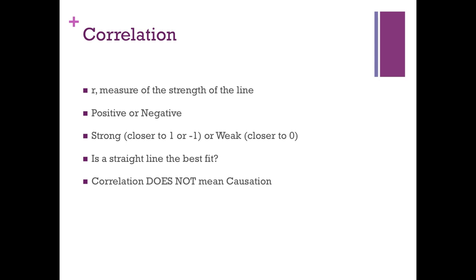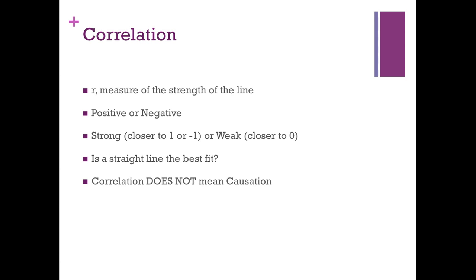So we quantify that in statistics using the correlation coefficient, which is represented with the lowercase r. That measures the strength of the line. It'll tell you whether the relationship is positive or negative and whether it is strong or weak. If it is strong, it's going to be closer to 1 or -1. If it's weak, it's going to be closer to 0.